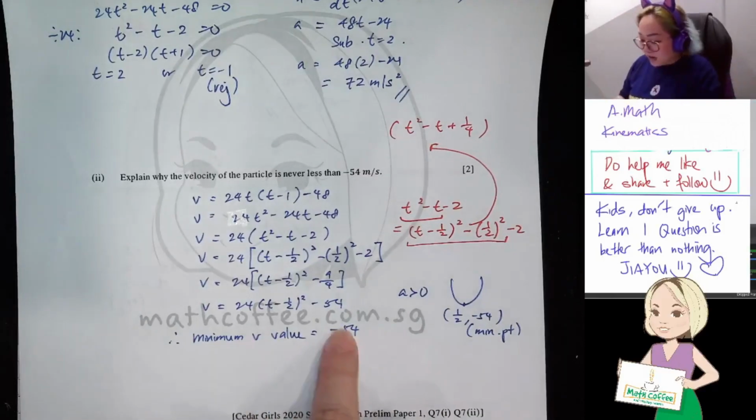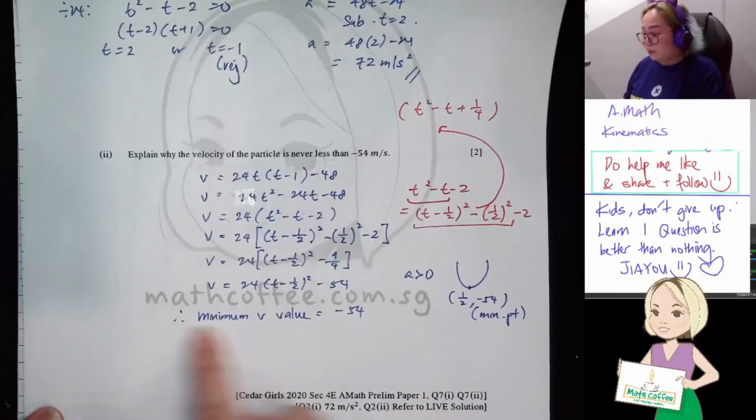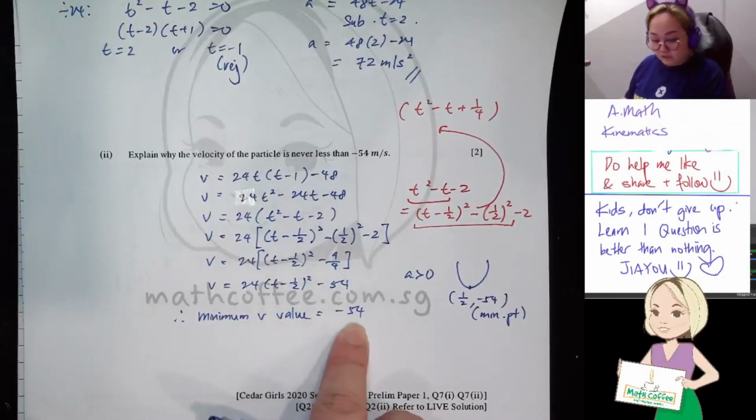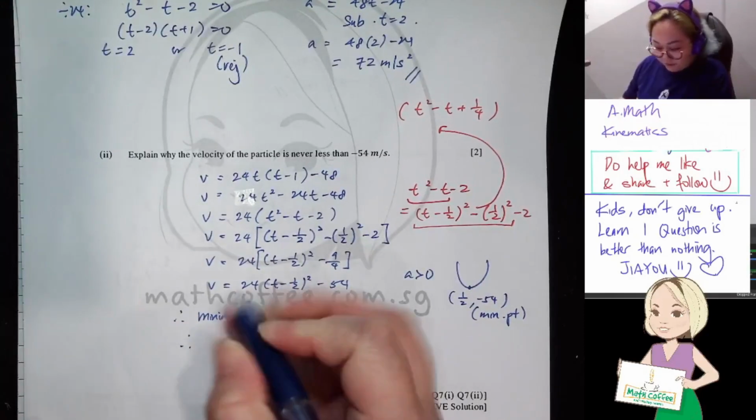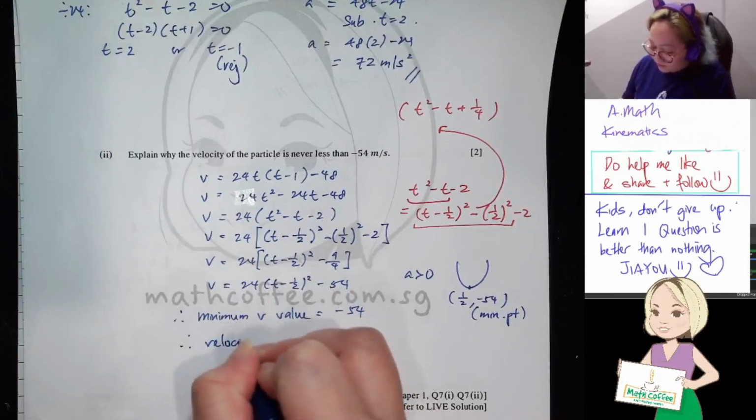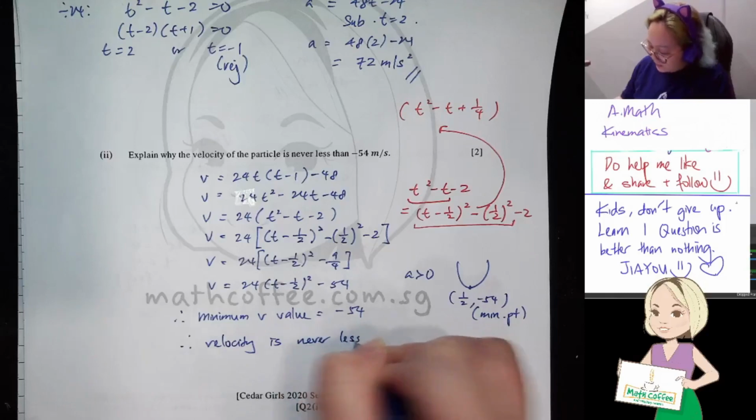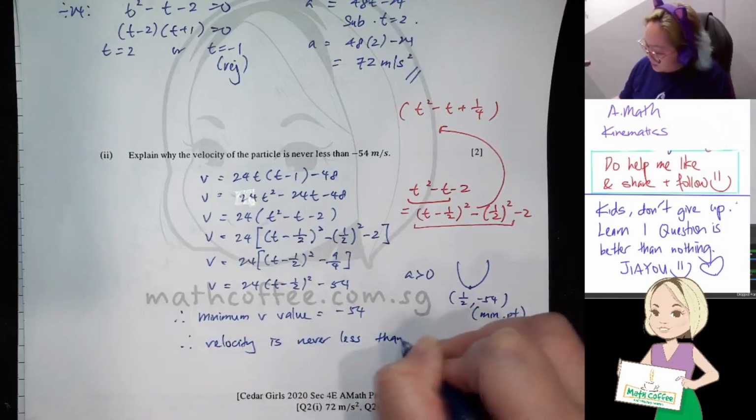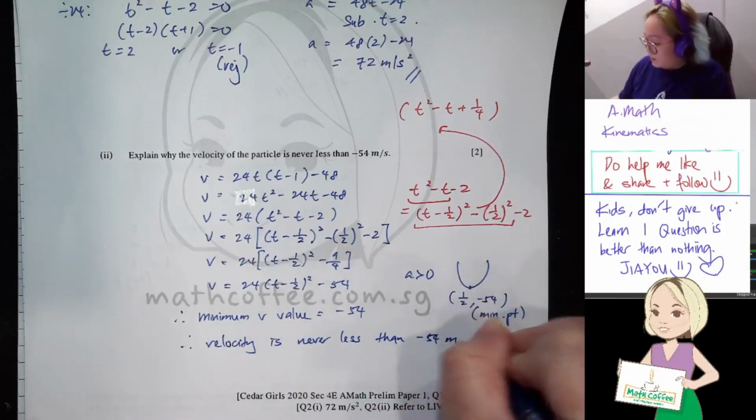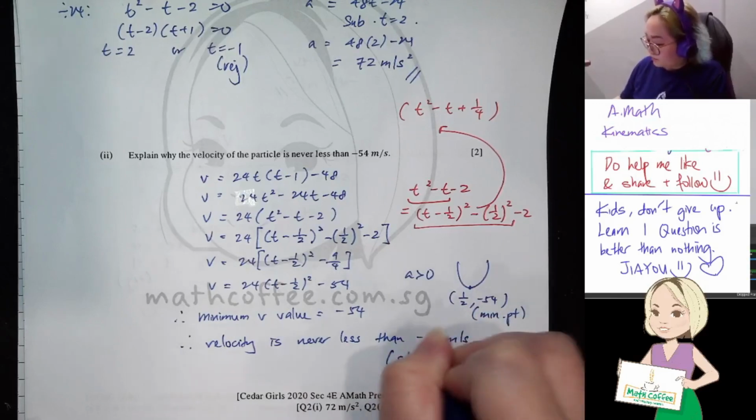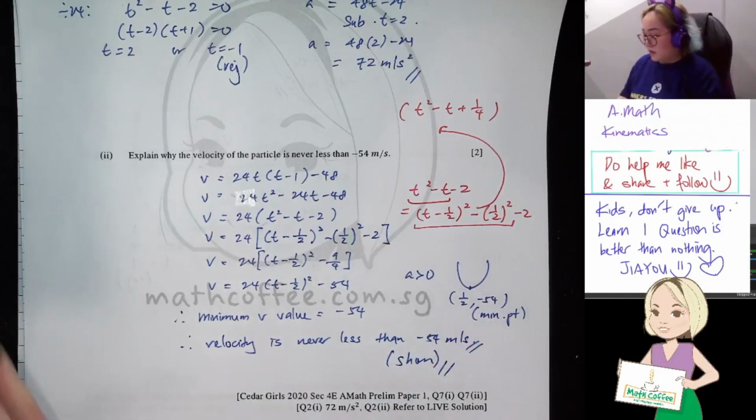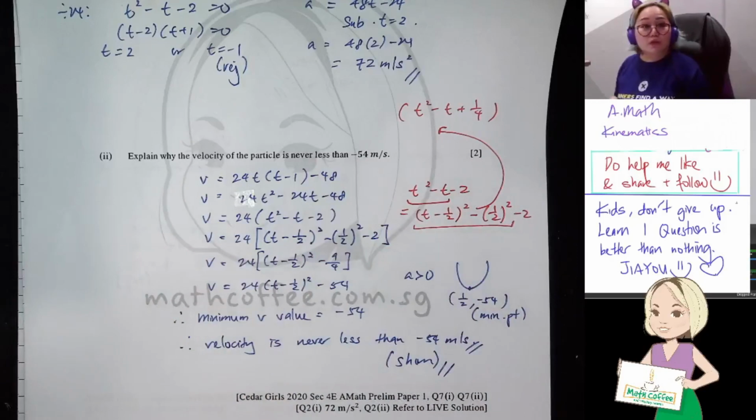So over here, I already proved that my minimum is negative 54. So I will say, therefore, the velocity is never less than negative 54 meters per second, shown. Okay, so this is for question part 2.